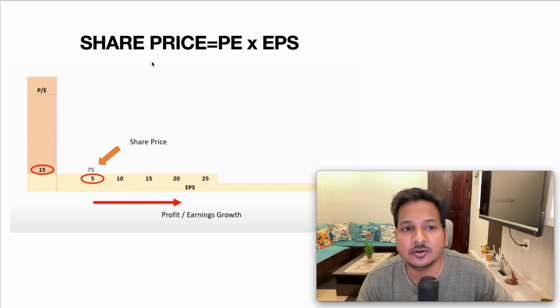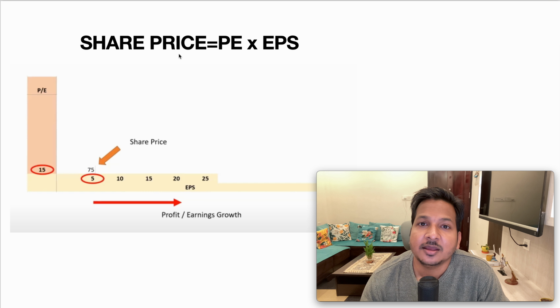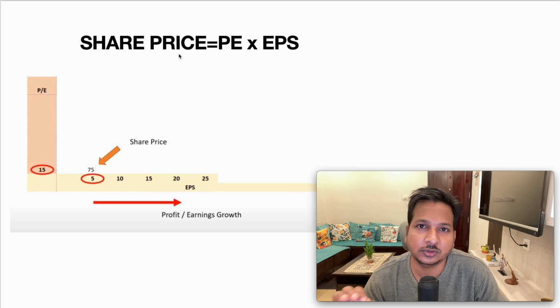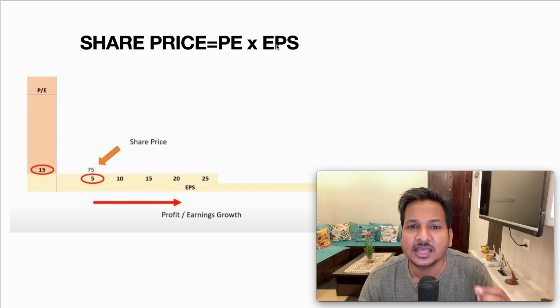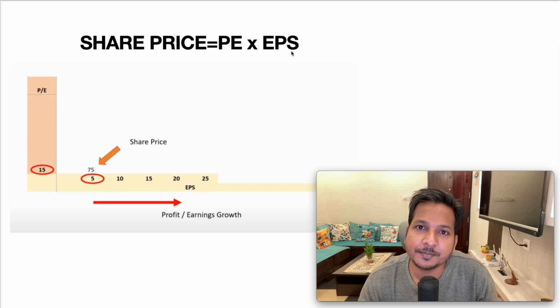So first of all, you understand that the share price is basically the combination of two things, PE ratio and EPS. It is the PE ratio multiplied by EPS. EPS is nothing but the earning per share. Suppose a company is earning 1 lakh rupees and has 1 lakh shares. So 1 lakh divided by 1 lakh, 1 rupee per share is what that company is earning.